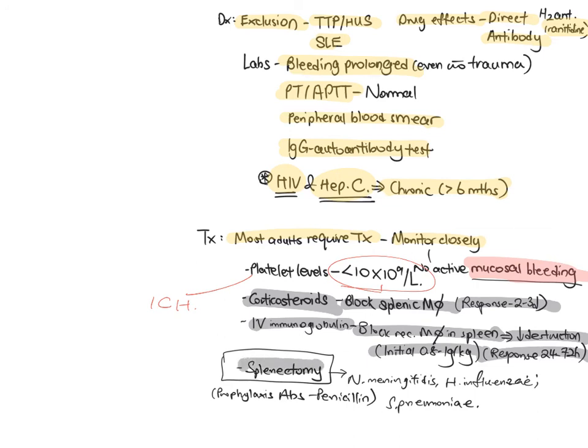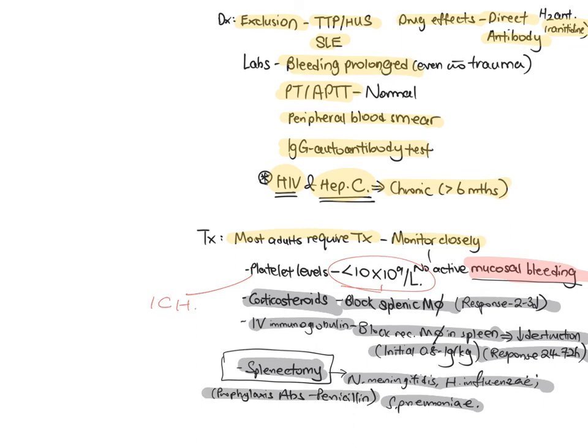As a last resort, splenectomy could be performed. By removing the spleen, you're reducing the destruction process. However, patients become more susceptible to certain infections like Neisseria, Haemophilus, and Streptococcus, and they're given prophylactic antibiotics like penicillin.